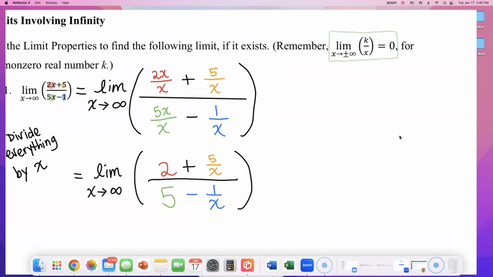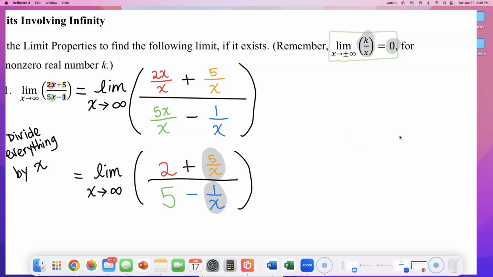But remember what we said: anytime we have a limit form that has a number on top and x in the bottom of the fraction, that's equal to what? 0. So I'm going to highlight those with the gray highlighter, okay? So this 5 over x, this 1 over x, those two gray highlighted things are going to 0.